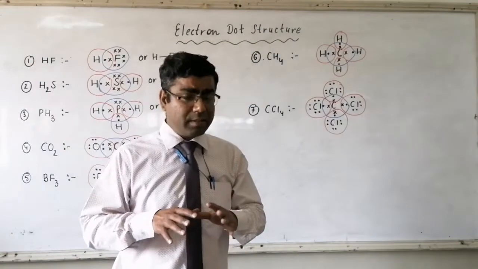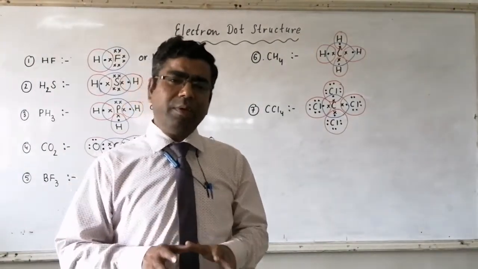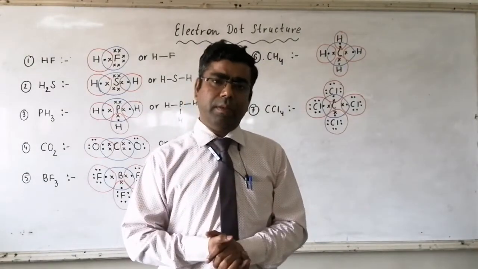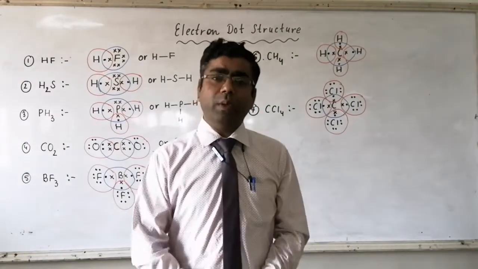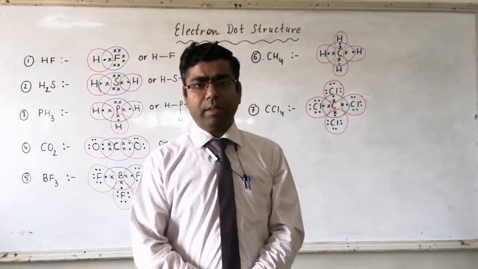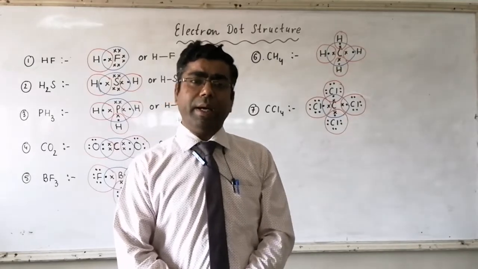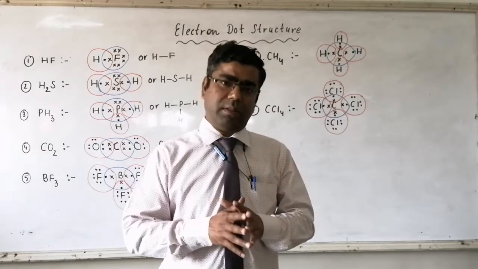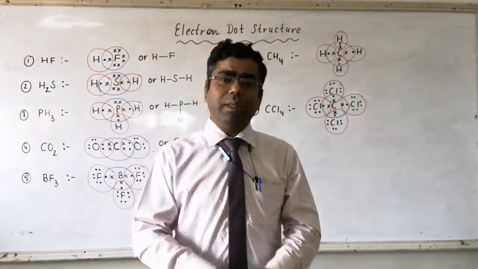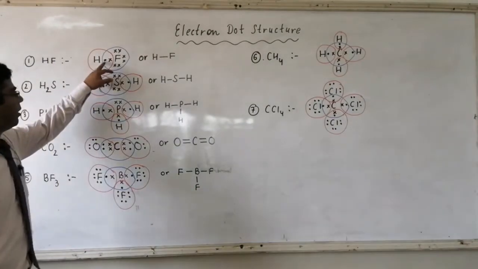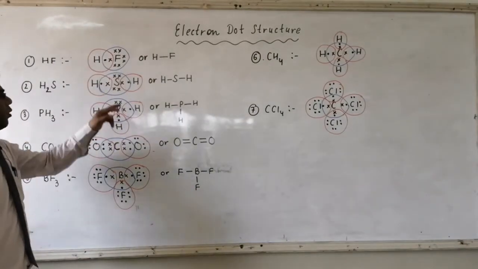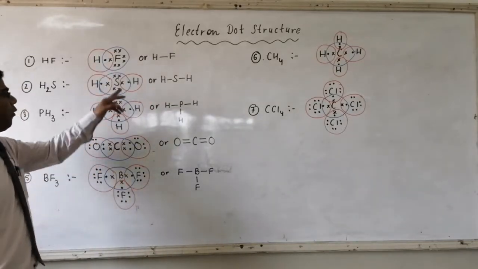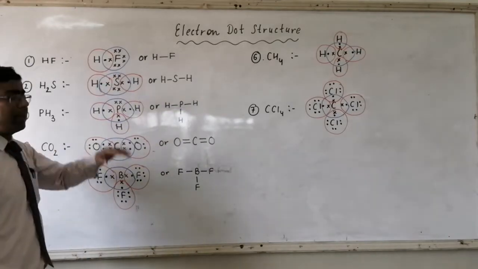Sharing will take place in such a manner that hydrogen will complete its duplet while fluorine will complete its octet. Hydrogen for duplet completion requires only one electron, and fluorine for octet completion requires one electron. So there will be sharing of one electron. One electron will be contributed by both the atoms. So here is the contribution by hydrogen, and here is the contribution by fluorine. Sharing will take place. As a result of sharing, fluorine will complete the octet and H will complete the duplet.